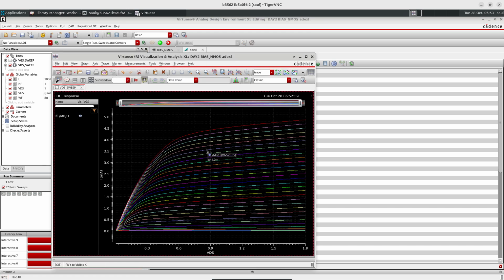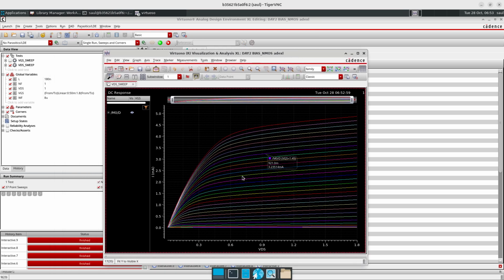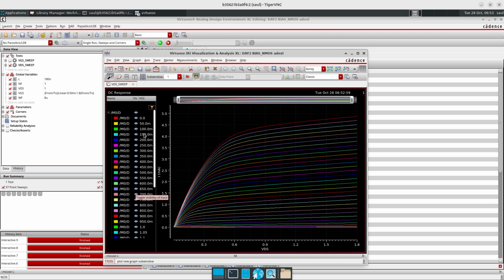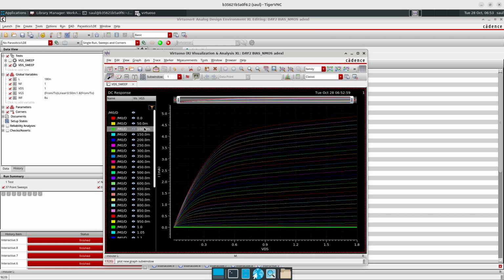Okay, we're done. We plot it, and then we have the output characteristics: drain to source voltage versus current for different VGS voltages. Now we can identify here the weak inversion. Weak inversion is when the VGS is under the threshold voltage. The threshold voltage for this technology is around 400, 450 millivolts. So we can see that these curves here are sub-threshold.